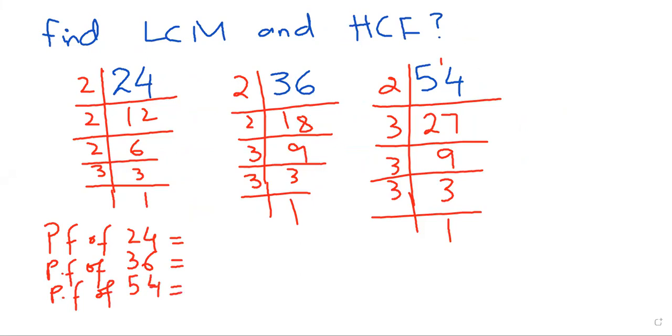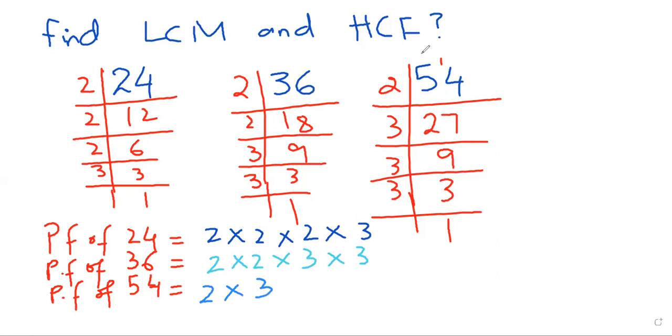So the prime factors I'm getting are 2 times 2 times 2 times 3. And the prime factors I'm getting for 36 are 2 times 2 times 3 times 3. And the prime factors I'm getting for 54 are 2 times 3 times 3 times 3.